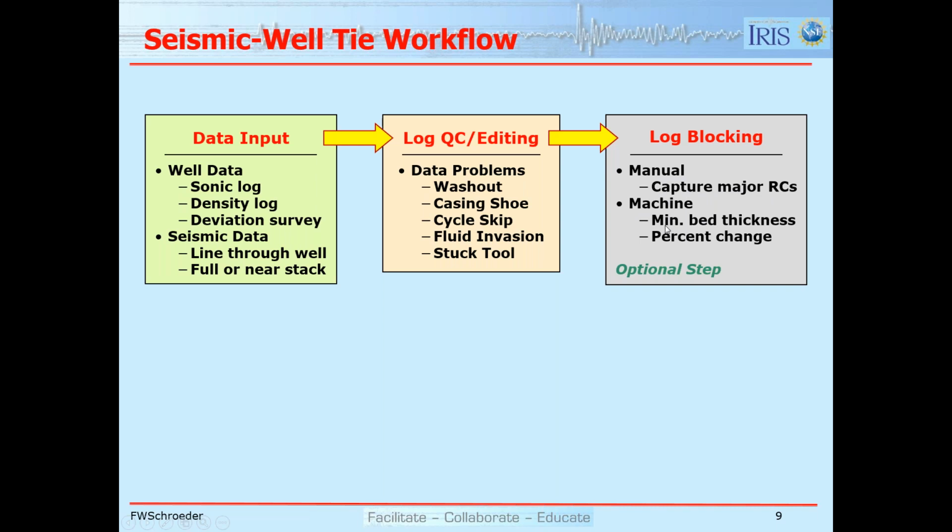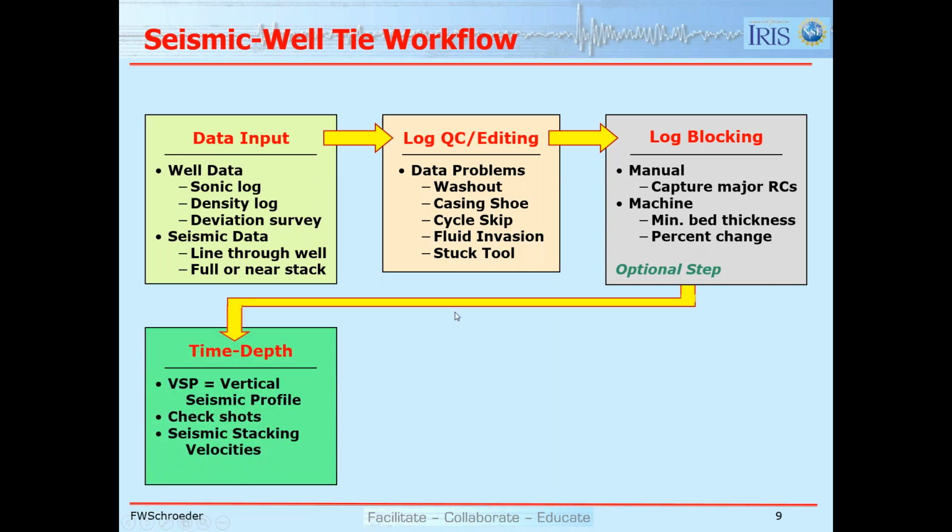And if we ask the computer to do that, usually what we give as controlling factors is what's the minimum bed thickness that I want to consider. I don't want to consider beds that are smaller than 10 meters, as an example. And then what percentage change in impedance do we want to capture? So typically we ignore things that are less than about 0.5% to maybe 1% change in impedance.